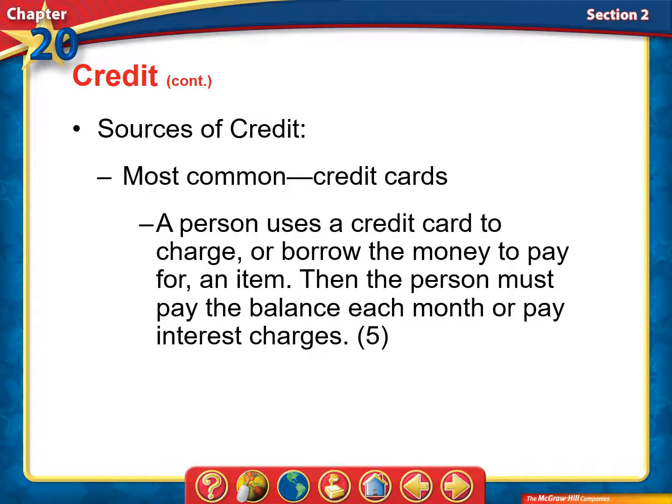My goal, of course, since we're very conservative with our finances, is to pay it off as quickly as I can. But we used a credit card to charge or borrow the money to pay for an item. And that means that I now have a monthly payment.